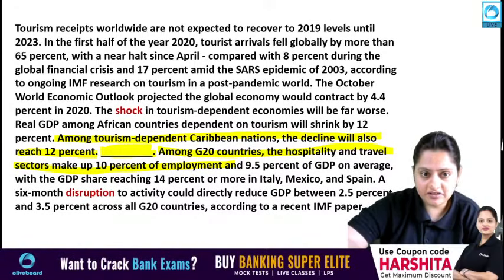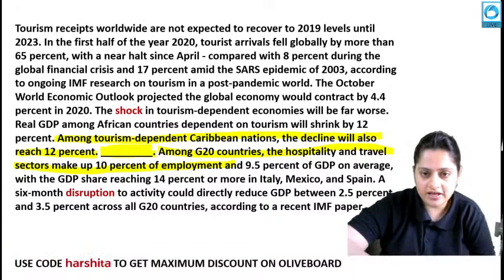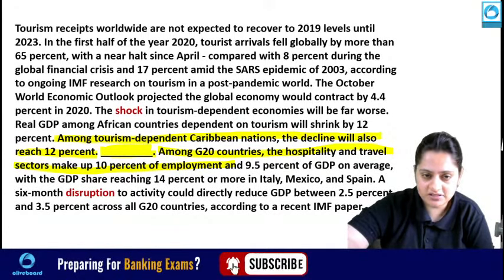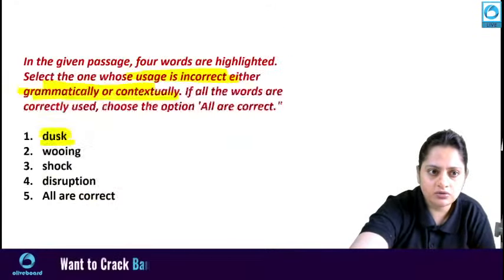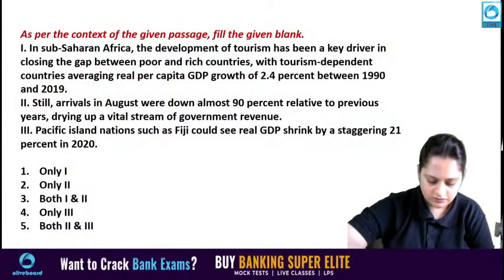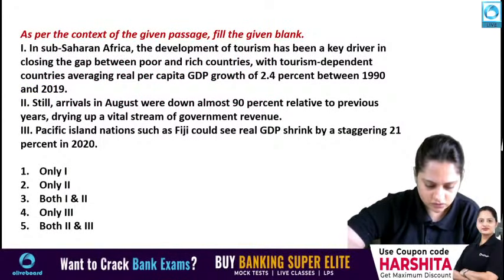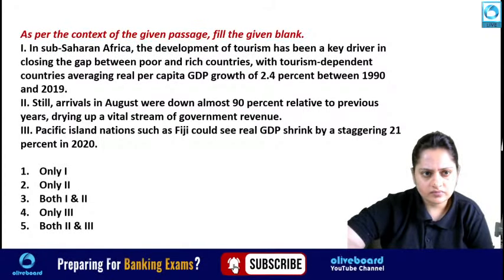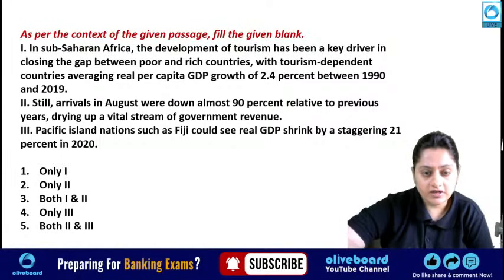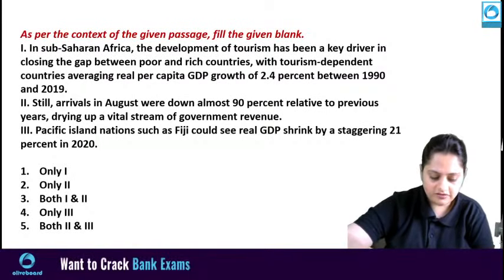Real GDP among African countries dependent on tourism will shrink, will reduce. Caribbean nations will reach 12% decline. So we are talking about full data for different nations. Now you go and see the options here. We have talked about Caribbean nations. And decline, mostly decline we are saying. Shrink, decline. So a very big hint.